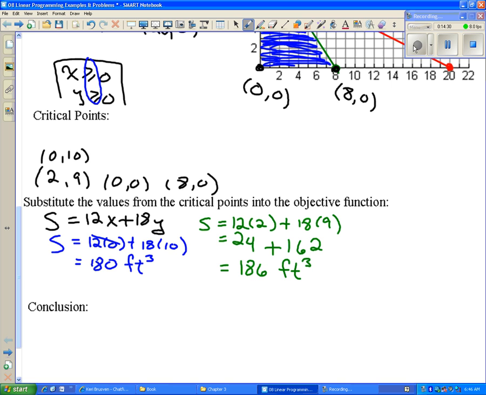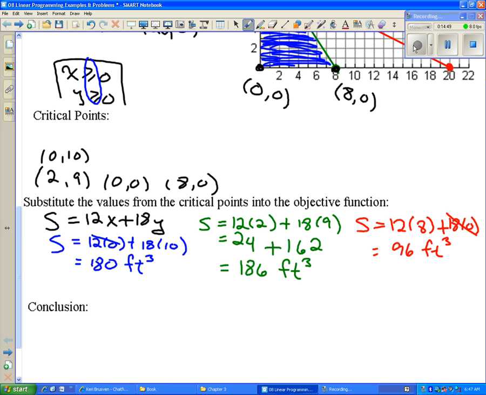My next critical point is 8, 0. So this is 12 times 8 plus 18 times 0. This goes away. 12 times 8 is 96. So it's 96 cubic feet.